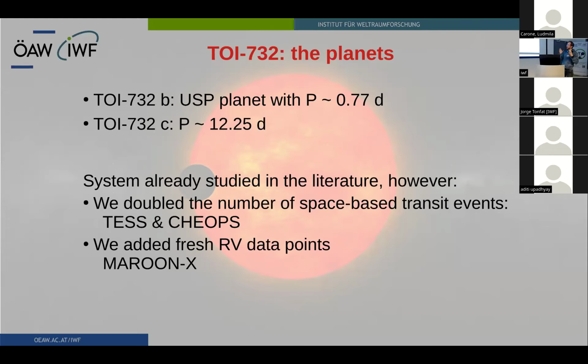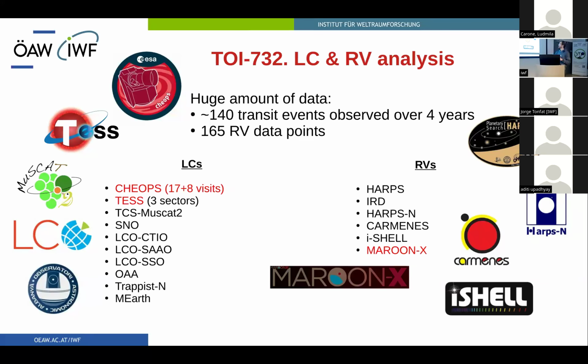And there were also around radial velocity data available, but thanks to the collaboration that we put in place with the MAROON-X consortium, we were able to get also these RVs that further give much more constraint on the mass of the planets. Here you have an overview of the amount of data that I needed to deal with when analyzing everything.